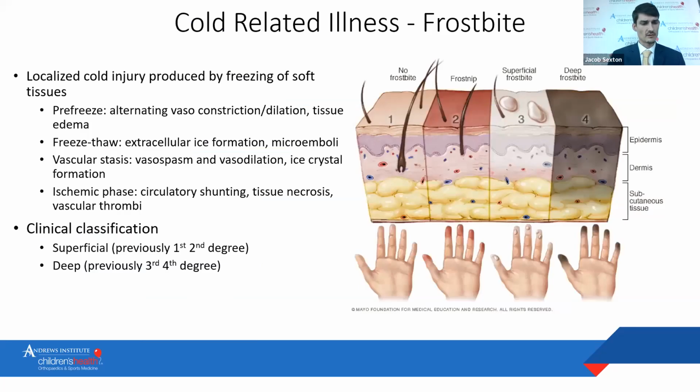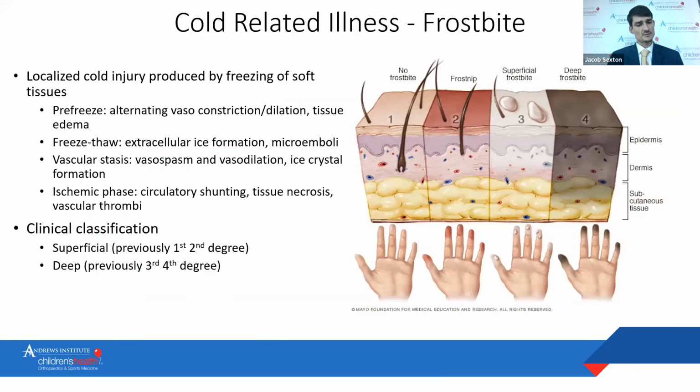So quickly, just talk about frostbite. Frostbite is just localized cold tissue injury by freezing of soft tissues. It goes through a couple of phases. The first phase is the pre-freeze phase, where you have alternating constriction and dilation of these peripheral blood vessels. That subsequently results in tissue edema. So that's why you get those sausage type digits when you first start getting your fingers cold.